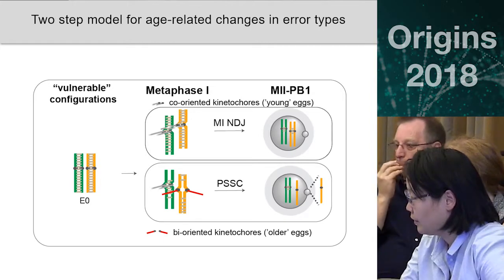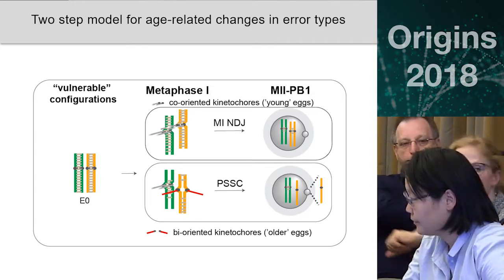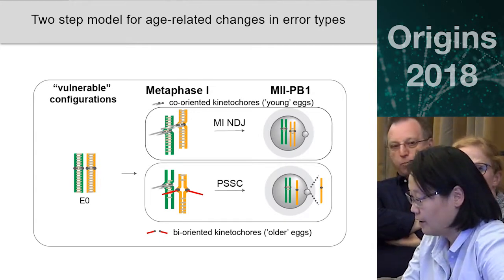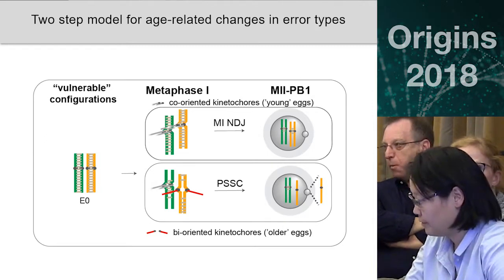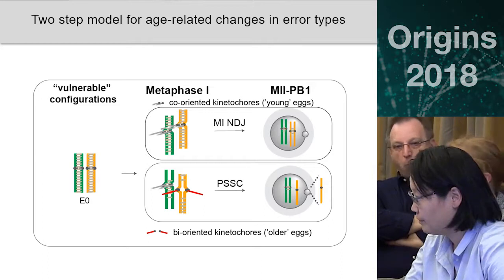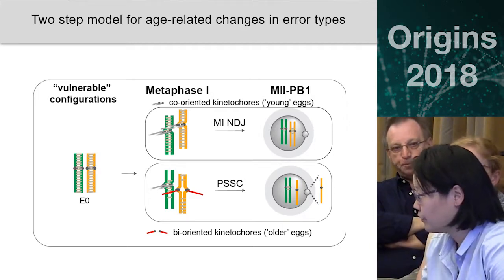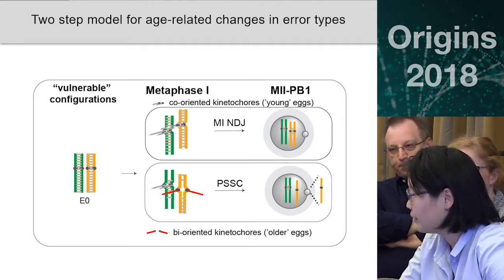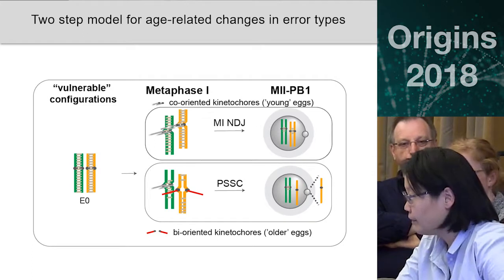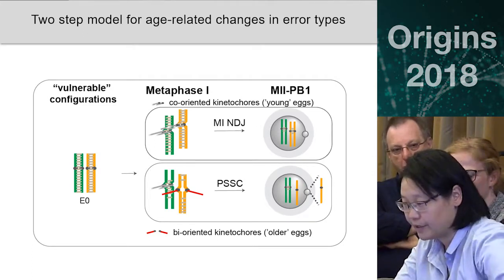Doesn't what Lena just presented also support why you see more PSSC? Because if with depletion of cohesion your kinetochores now are more susceptible, which would give you PSSC. Yes. So yes, there's nothing inconsistent so far. There is something that is, but I will get to that. That we are testing, but not with respect to cohesion loss.